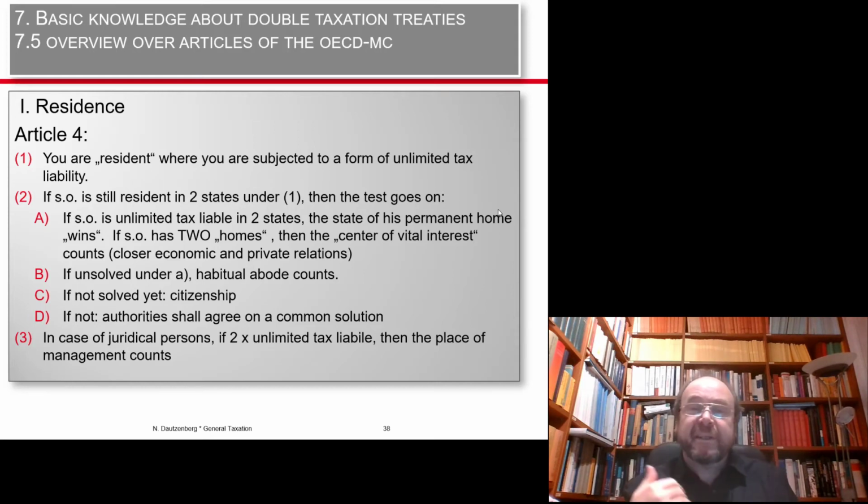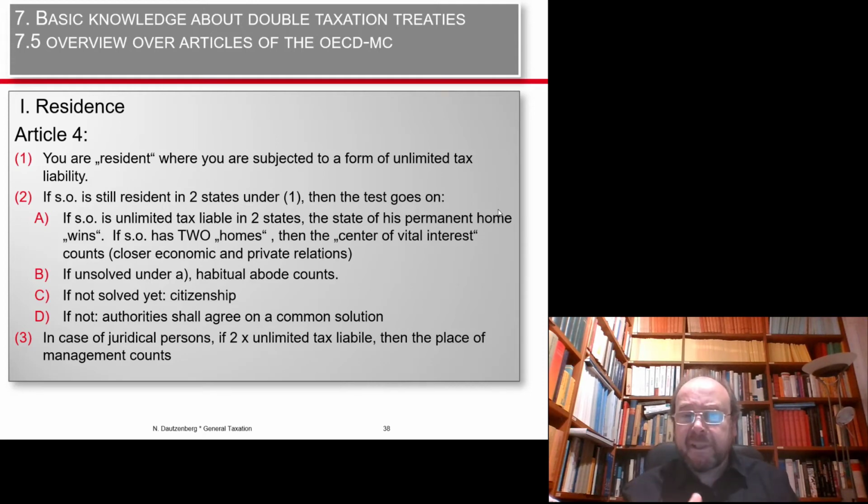Now, it might be that your habitual abode is neither in Germany nor in France, but in Mexico, or that your habitual abode is characterized by confusion because you are always 2 or 3 days a week in the one country and 3 days in the other country. So that's the whole confusion. There is no clear habitual abode, which one could determine.